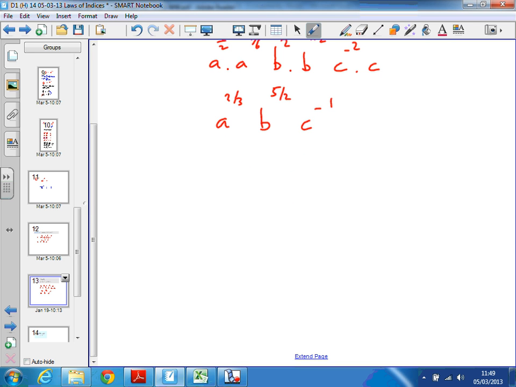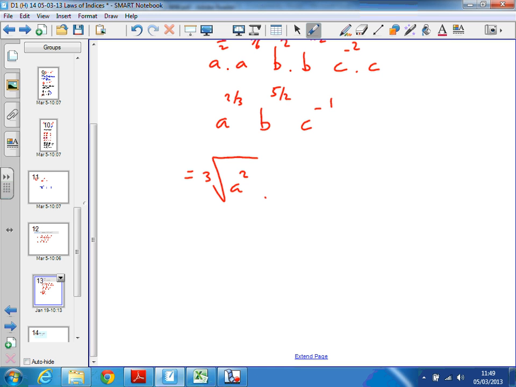However, 2/3, if you remember the law of indices that we were talking about to do with roots, the number underneath is the root. So this is like the cube root of a squared, the first one. So I can write it as the cube root of a squared.